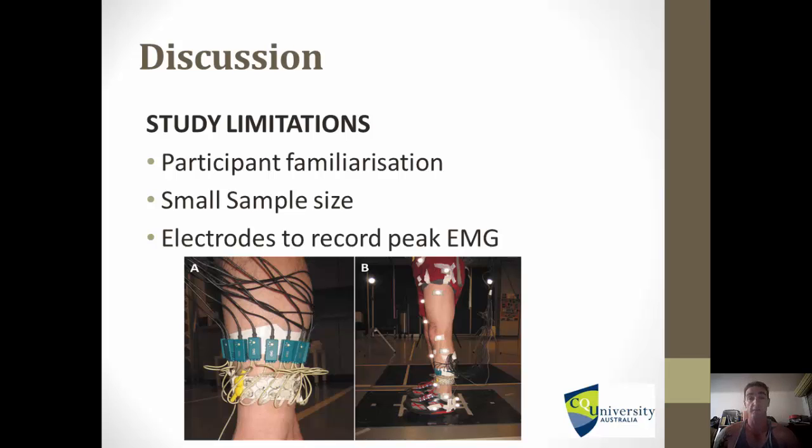Okay, this study did have some limitations. As I mentioned before, participant familiarisation may have been a limitation to this study. The very small sample size as well, and the use of electrodes to record the peak EMG. Electrodes are very, very prone to picking up on unwanted noise from electrical equipment or unwanted movements. We did try and minimise this by taping the electrodes down and actually using a compression sleeve to hold them in place, so hopefully that sort of worked and reduced any unwanted noise.